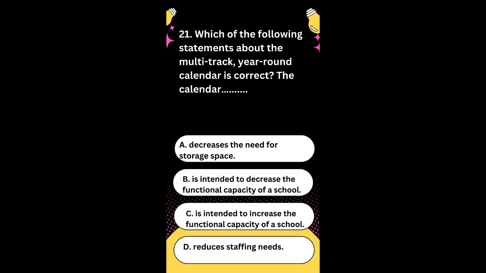21. Which of the following statements about the multi-track, year-round calendar is correct? The calendar: A. Decreases the need for storage space. B. Is intended to decrease the functional capacity of a school. C. Is intended to increase the functional capacity of a school. D. Reduces staffing needs.